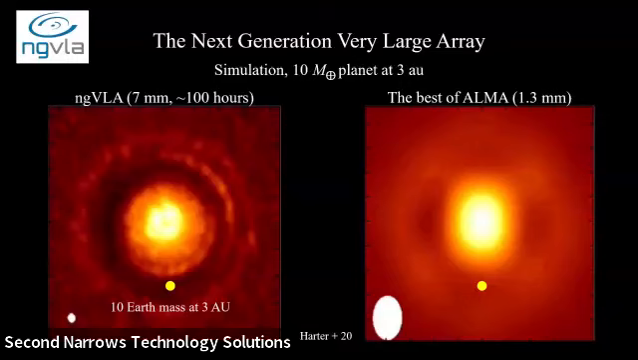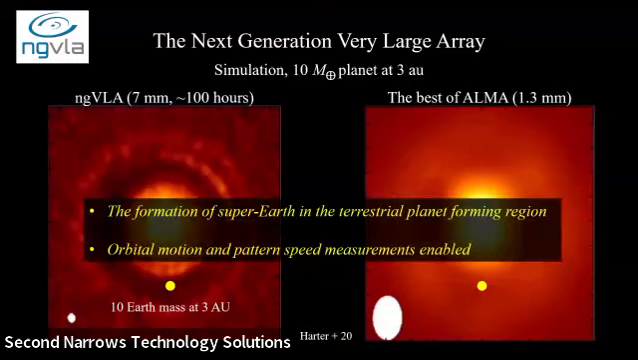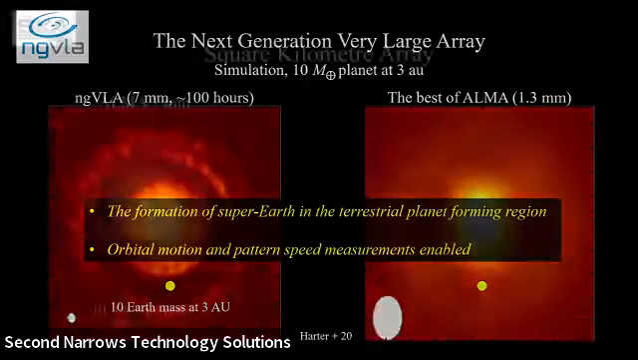So with ngVLA, we'll be able to trace the formation of planets, super-Earths in a terrestrial planet forming region, and that's not something we can do at the moment. And this will also enable monitoring of orbital motion of these structures, which we also cannot quite do at the moment, because all those planets are at tens of AU.